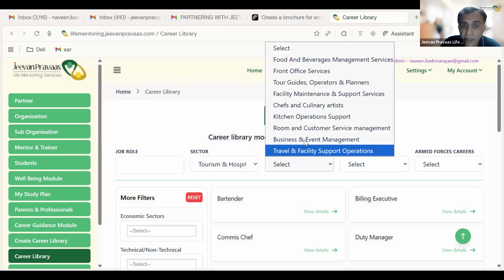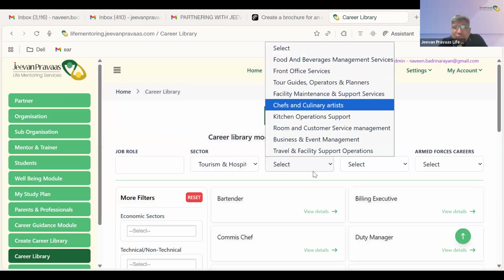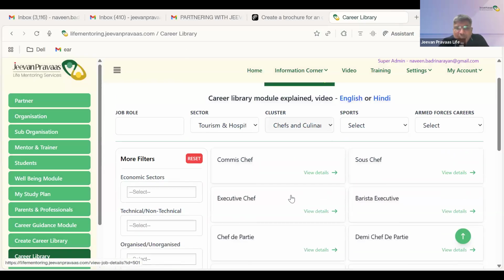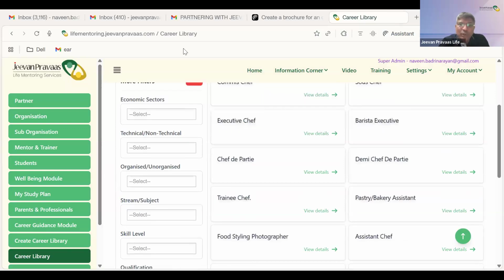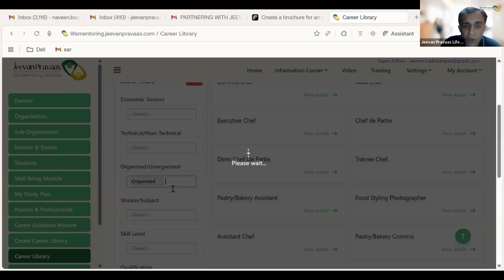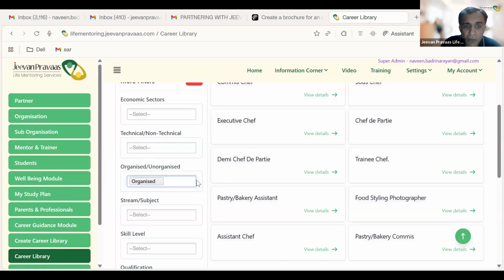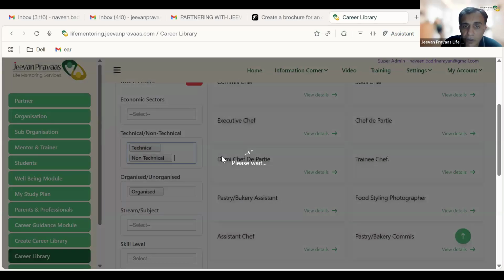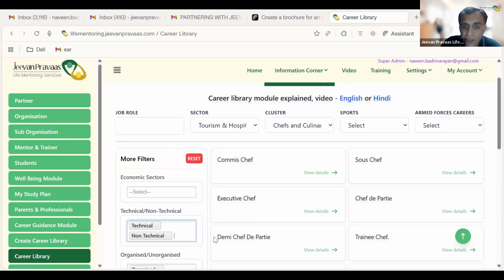So tourism and hospitality. Let's say chef. And you have these filters also on the left-hand side: the economic sector, or whether you are looking for technical or non-technical, or organized only. If you want only organized, you'll get only organized ones. If you want unorganized, or technical, you'll get those. Here there is only chef, so it'll be non-technical. You will find all these job roles in this.